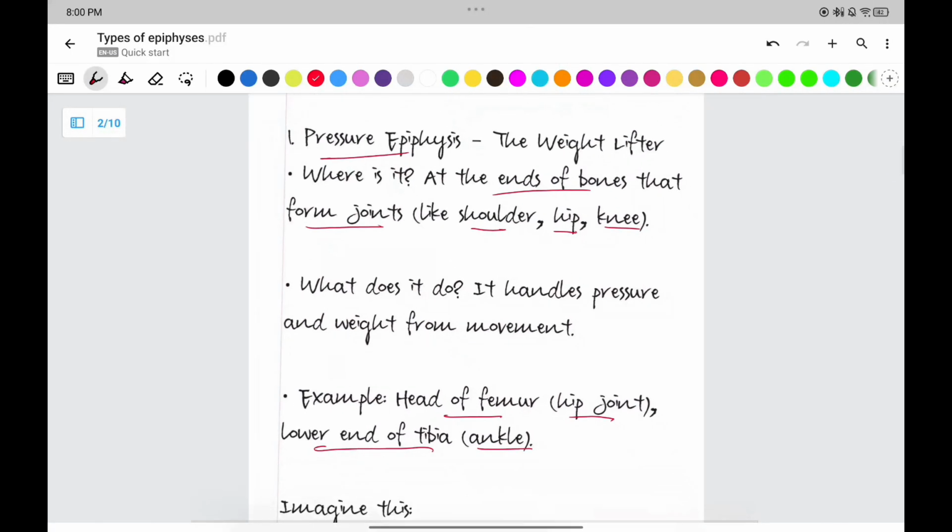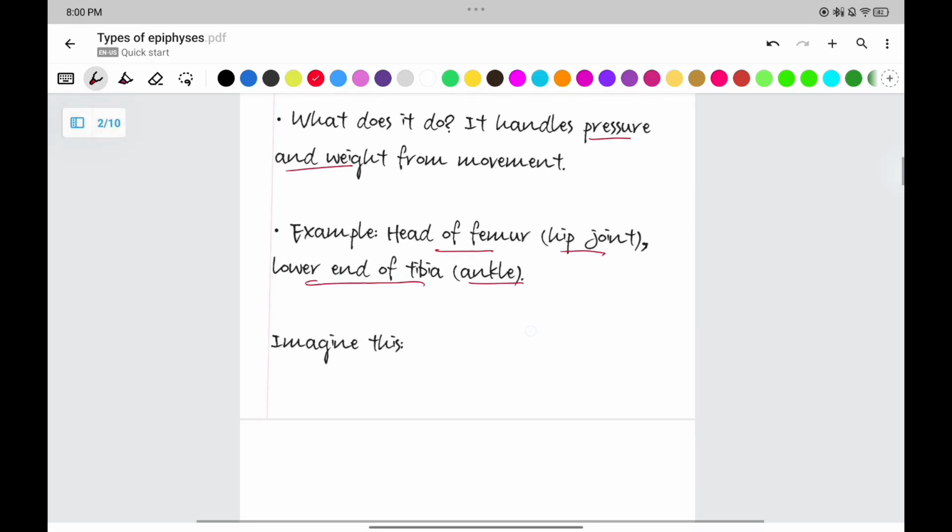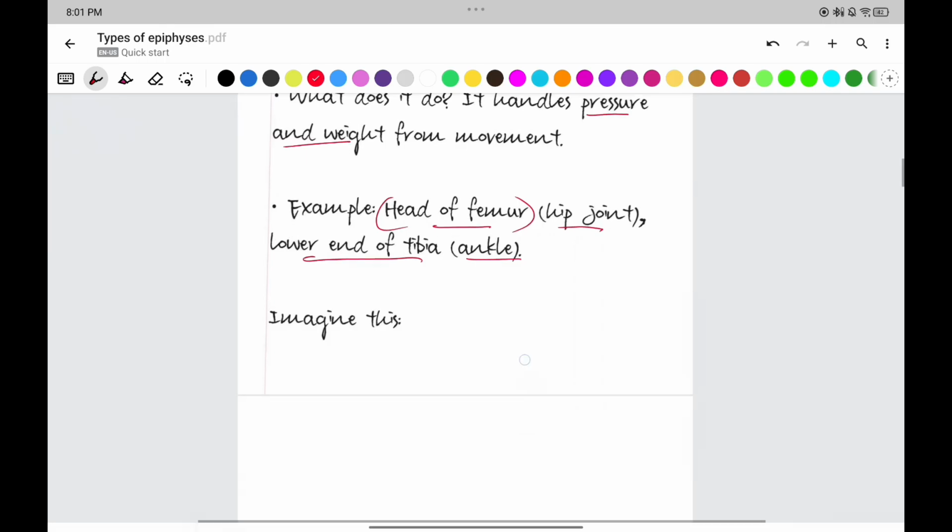It is generally located at the ends of the bone. Common examples are shoulder, hip, and knee. It handles pressure and weight from movement. Whenever our body does a movement, it handles the pressure and the weight exerted by the body. Examples are the head of the femur, hip joint, and the lower end of tibia or the ankle. These are the main examples of the pressure epiphysis.